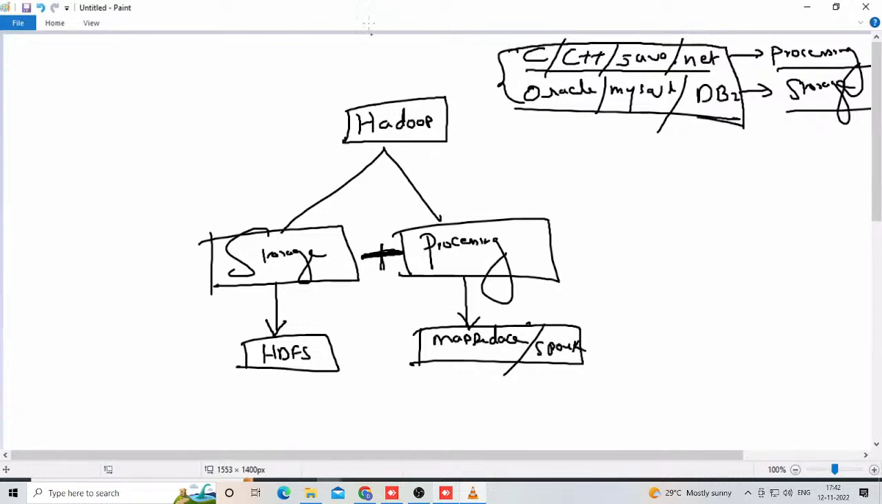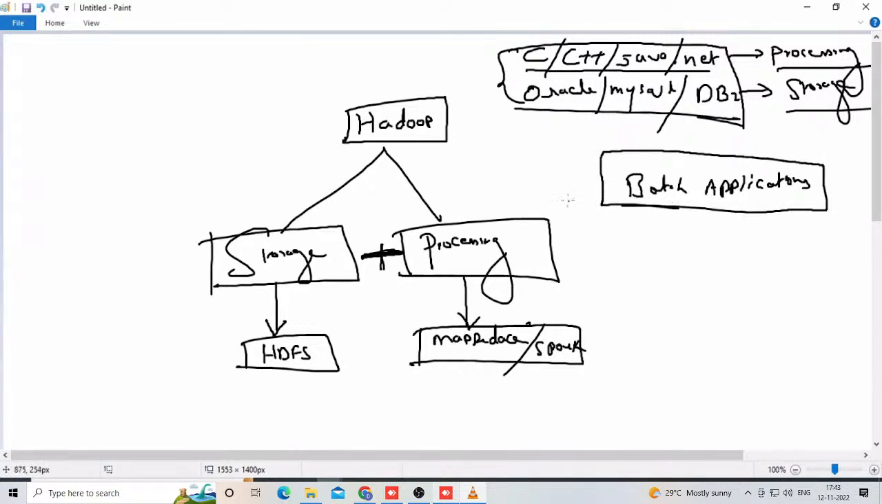We need to understand what purpose Hadoop is for, and what kind of applications we can develop by using Hadoop. Hadoop is meant for storage and processing. For storage, HDFS, and for processing, MapReduce or Spark. Hadoop is meant for batch applications. Hadoop is not for online applications. If you are making a single transaction, Hadoop is not required. For millions and trillions of records, you can go for Hadoop, but for a single record or two records, you can go with databases. So for batch applications, with millions and trillions of records, storing and processing, go for Hadoop.